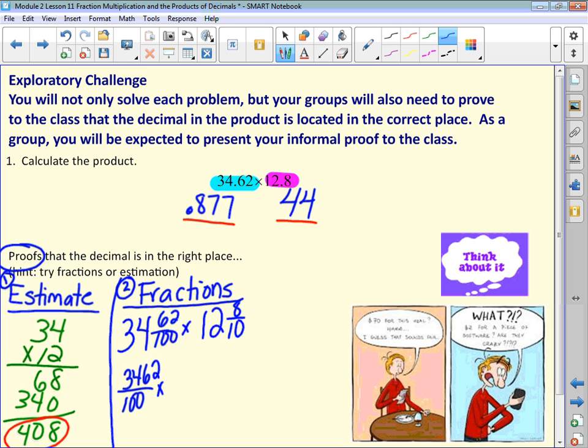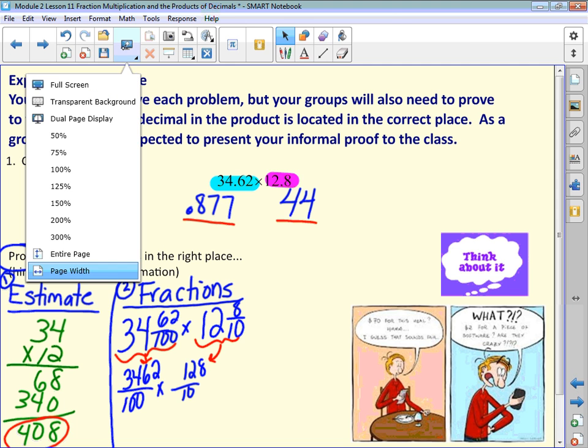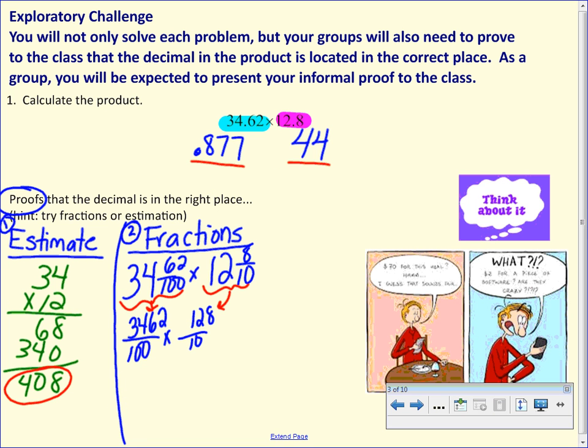Okay, 10 times 12 is 120. Plus 8, 128 over 10. All I did was take my mixed number and make an improper fraction. Okay? Now, what is my rule to multiply fractions? What do I do first? What's my rule for multiplying fractions?